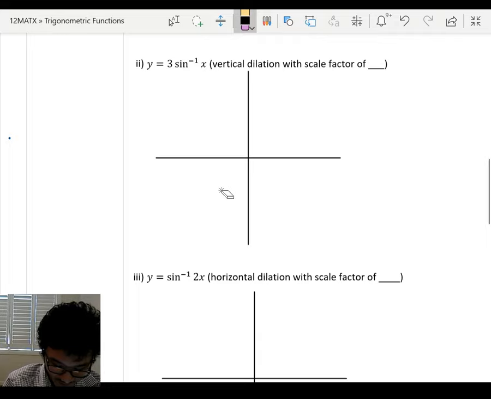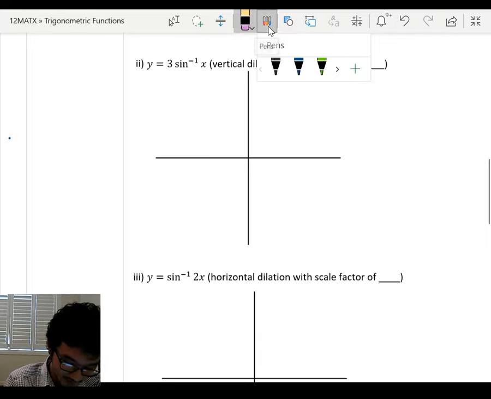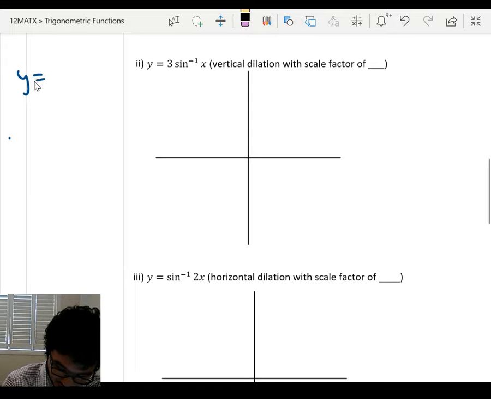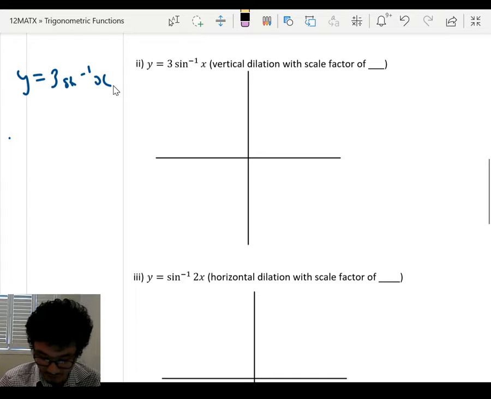With the inverse trig functions, we can expect something similar, but we just want to be careful about how we actually construct it. I think the best way to do it is to take your trig function. So we've got y is equal to 3 sine inverse of x, right? And you want to remove any kind of coefficients or any differences like that. So in this case, I'm going to divide both sides by 3.